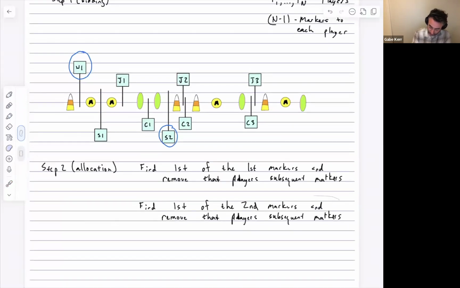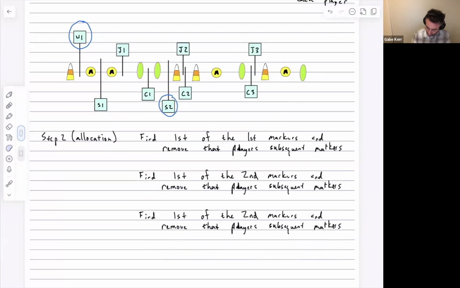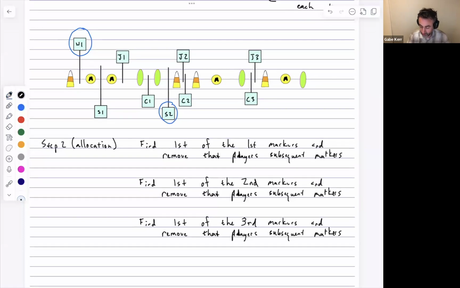Great. What I can do twice, I can certainly do a third time. So I will do that, hopefully this time without deleting it. And I will find the first of the third markers. And again, this is really of the ones that remain because we're constantly removing some of the markers. So we find the first of the third markers, and it looks like it's a tie. So we have 2 markers in the same spot, and we can just flip a coin here. And I'll say that John is going to win that coin flip.